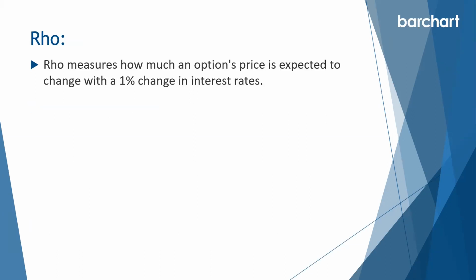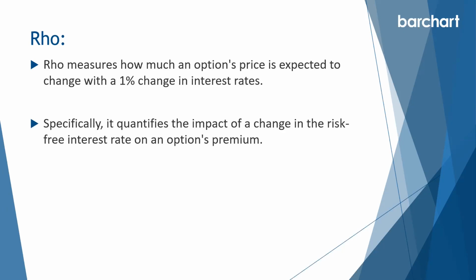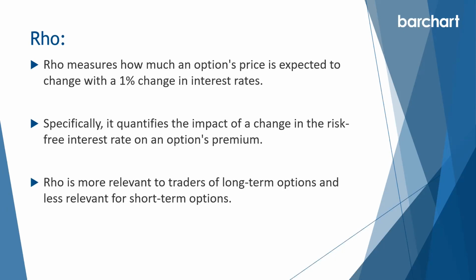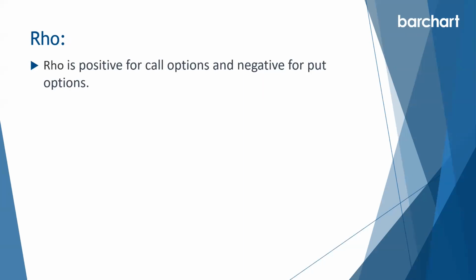The last Greek we're going to talk about is rho, and rho measures how much an option's price is expected to change with a 1% change in interest rates. Specifically, it quantifies the impact of a change in the risk-free interest rate on an option's premium. Rho is more relevant to traders of long-term options and less relevant for short-term options. It's probably one of the least important Greeks. It's positive for call options and negative for put options. So interest rates going up is good for call options and bad for put options.